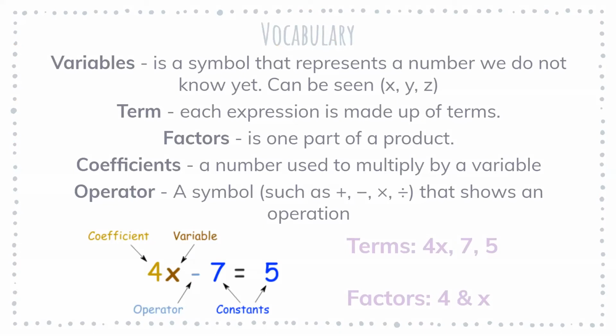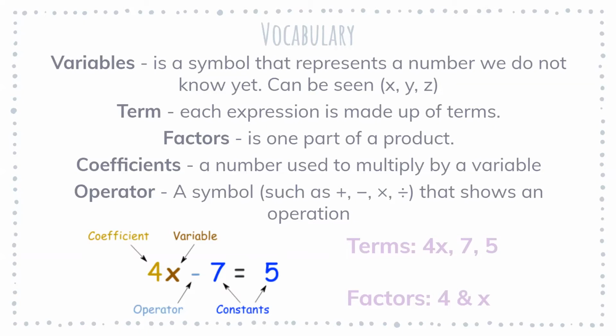So the first vocabulary review word is going to be variables. It is a symbol that represents a number we do not know yet, can be seen as X, Y, Z. It could be used and seen as any letter of the alphabet generally, but we know that X, Y, Z are the most common that we see in math. If you want to use any letter, that works just fine.